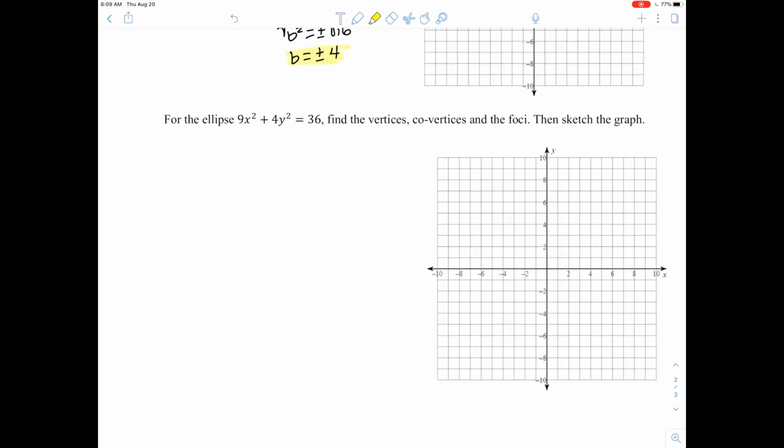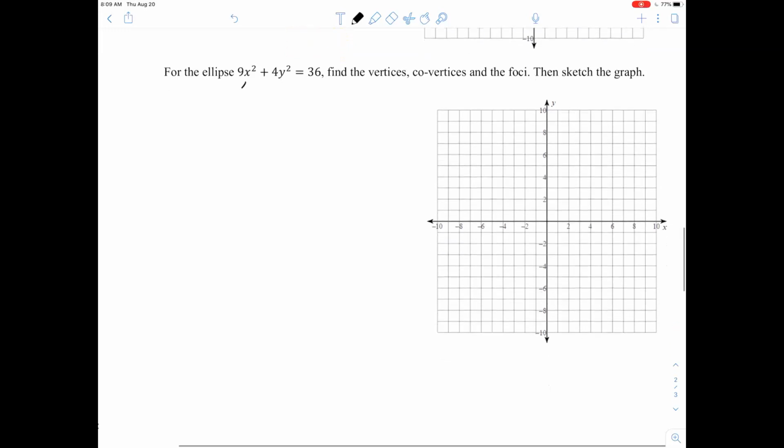Then sketch the graph. Now, something that I'm realizing that I didn't mention before that I'm going to mention now is, for a figure to graph as an ellipse, you have to have an x squared. You have to have a y squared. You have to be adding them, and they have to have different coefficients. Okay, also, we want it to equal 1. So this is definitely an ellipse.